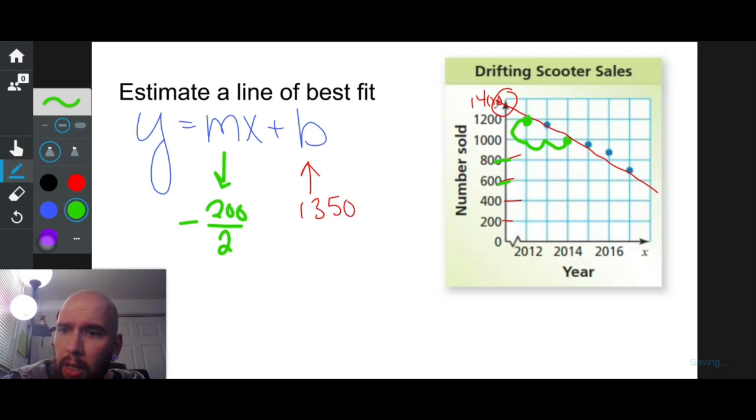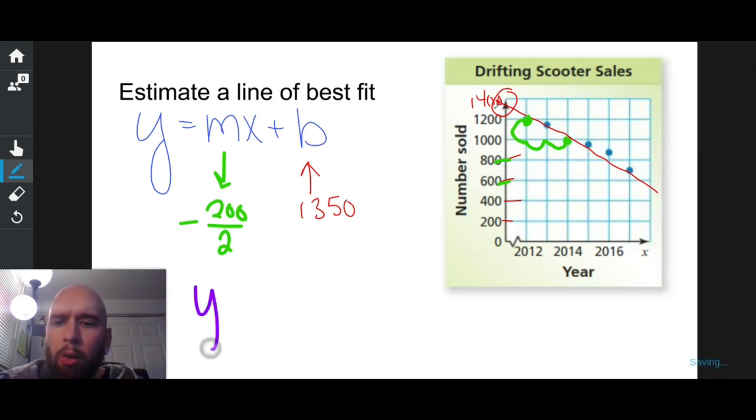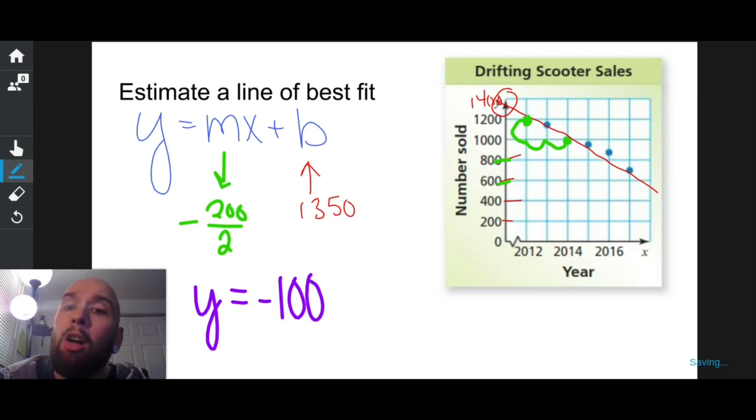So writing everything out and simplifying, my final equation is going to be y equals m. Negative 200 divided by 2 is negative 100. That means they sell 100 fewer scooters per year. Oh, x, sorry. Plus 1350.